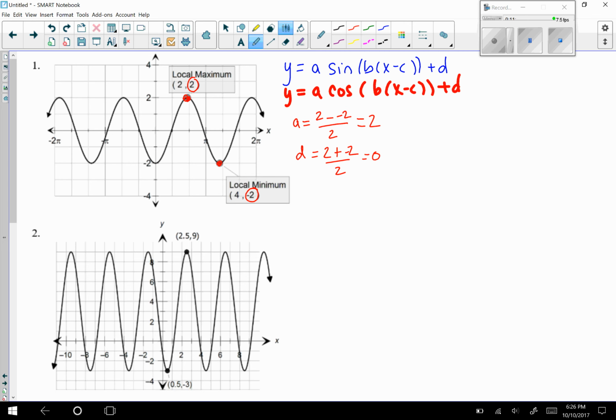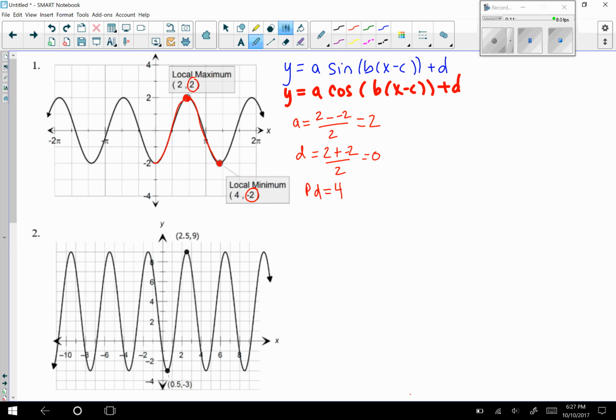And then I need to figure out what my b value is. In order to figure out your b value, you need to figure out what the period of the function is. To find the period, you would want to figure out the distance from a maximum to maximum, or you could do the same on a sine graph. In this case, we can see that the period goes from here to here. If you look at those values, this is a point at (4, 2), so that means my period is equal to 4.